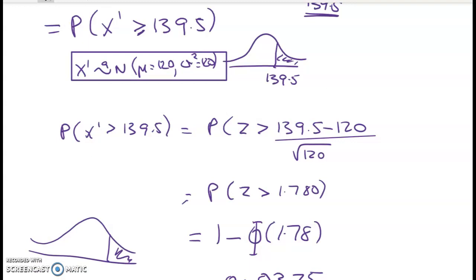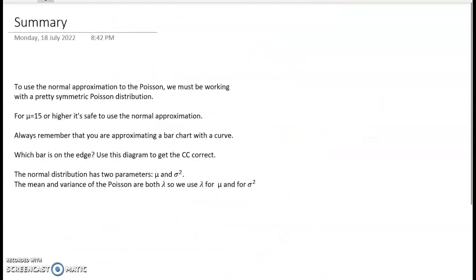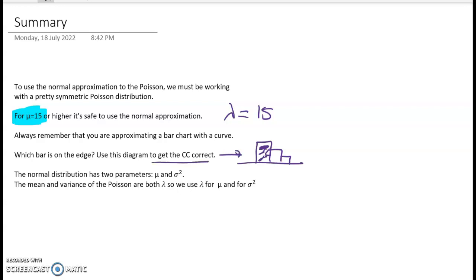Okay, so now for the quick summary and some notes for you. We've got to be working with a symmetric Poisson distribution, so we need to have mu equals 15 or higher. I've said mu there, I mean lambda, so lambda has to be 15 or higher. We're approximating a bar chart, so we have to use this diagram here to figure out what continuity correction we want. And we're going to use lambda for both mu, and we're going to use lambda for sigma squared.